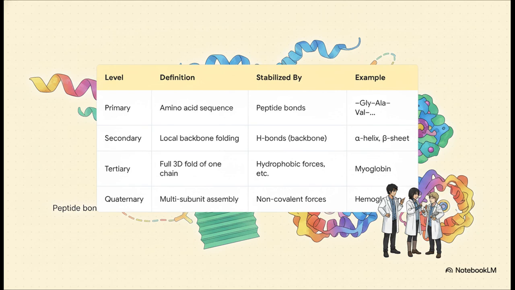Level 1, primary structure, that's the amino acid sequence. Level 2, secondary, that's the local folding into those standard parts like helices and sheets. Level 3, tertiary, that's the full 3D shape of one chain, which is where it gets its function. And finally, level 4, quaternary, that's when multiple chains assemble to work together as a team.